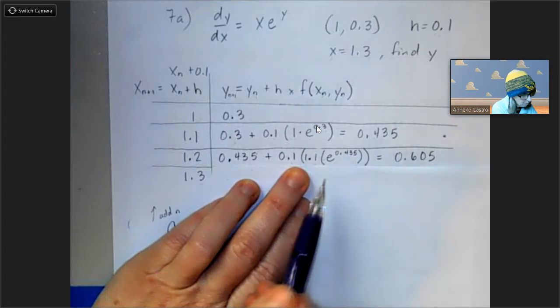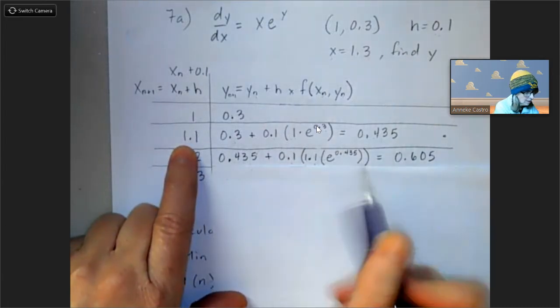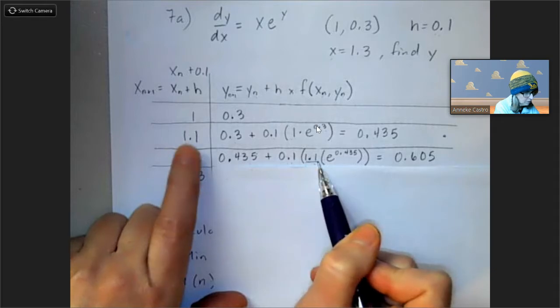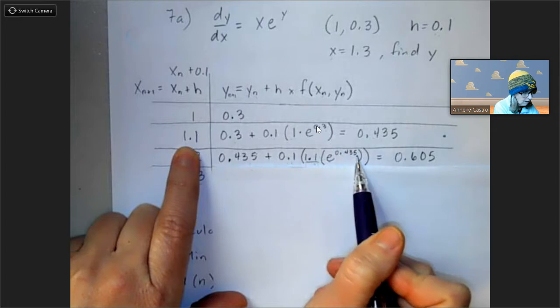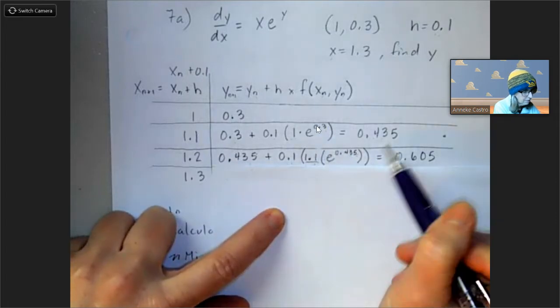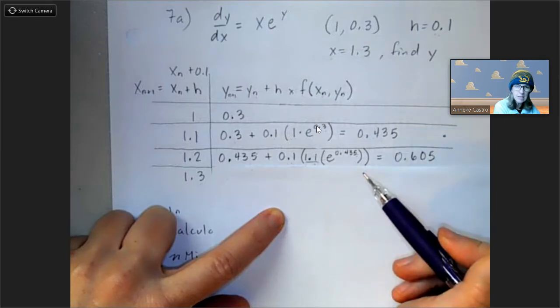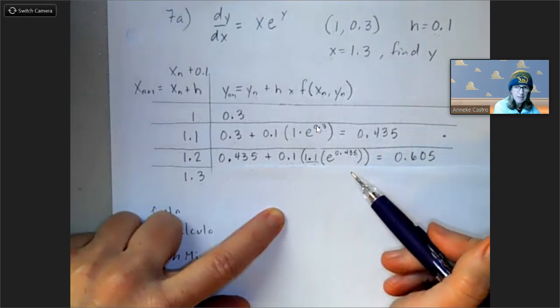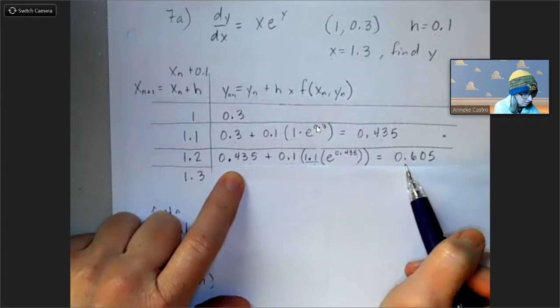Well, what was x? Remember, it's the previous x value. Here's the previous x value. So that's why this is 1.1, because it's the previous x value times e to the 0.435. Why 0.435? Why not 0.3? Because it's the previous y value. Every single time you do this, these numbers are changing. These are actual variables. They're actually changing every single time. And if I multiply that out, I get 0.605.